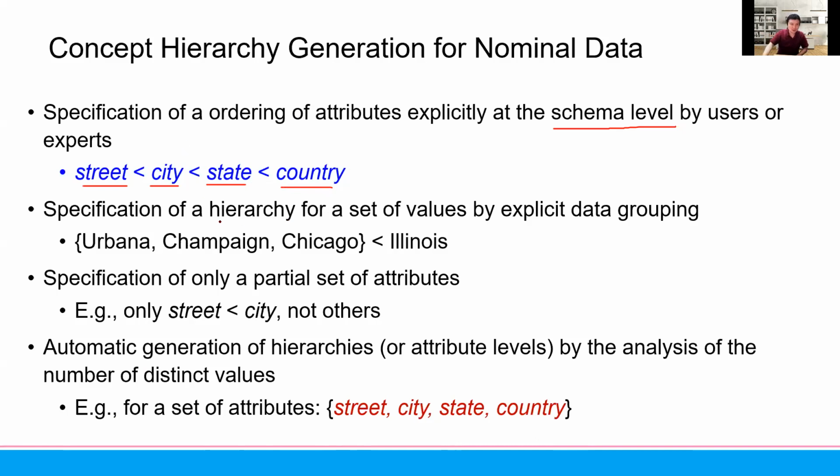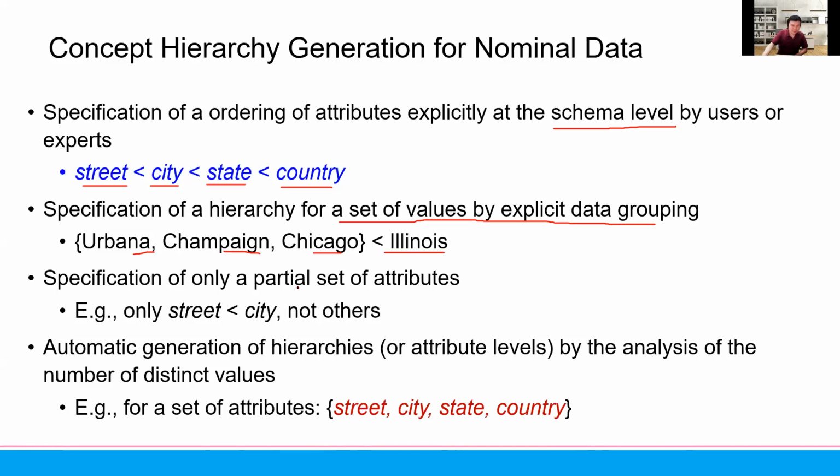We can do the hierarchy for a set of values by exploiting the data grouping. Let's say Urbana, Champaign, Chicago, they belong to the Illinois state, for example. So it's also the same in Korea, like what I mentioned before. Okay? We have maybe Suji-gu, Cheoin-gu, and Giheung-gu. Okay, they are a set of values in Yongin city.